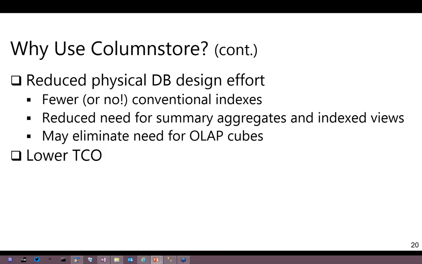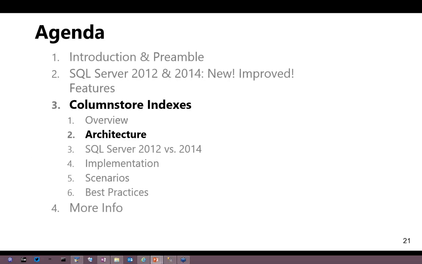Look, folks, I don't want to paint too rosy a picture. Sometimes column stores don't work the way we want, but I've got to tell you, very often they do. And when they do, it's truly a game changer. And so what does all this mean? Lower TCO. Yeah, I know that's a marketing term, but I had to say it because the impact is that significant. Okay, we're going to talk a little bit about the architecture now.